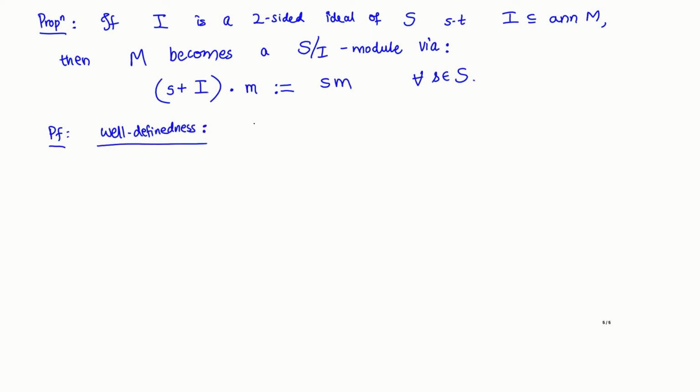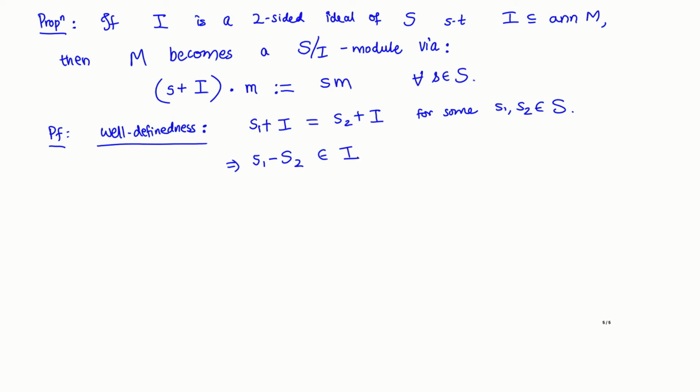And that's more or less the only thing to be checked. The others are obvious. So suppose the same coset has two different representatives. Suppose S1 plus I is equal to S2 plus I for some S1, S2 in S. Okay, what does this mean? This says that their difference S1 minus S2 is in I. There is another way of saying that S1 minus S2 is in I.